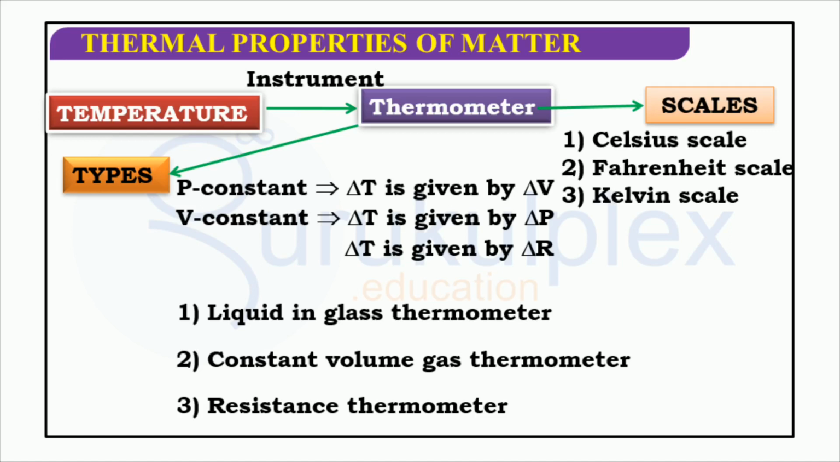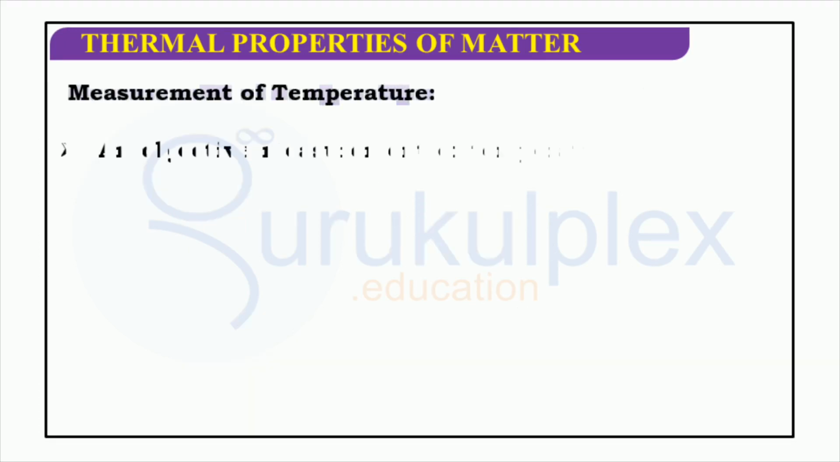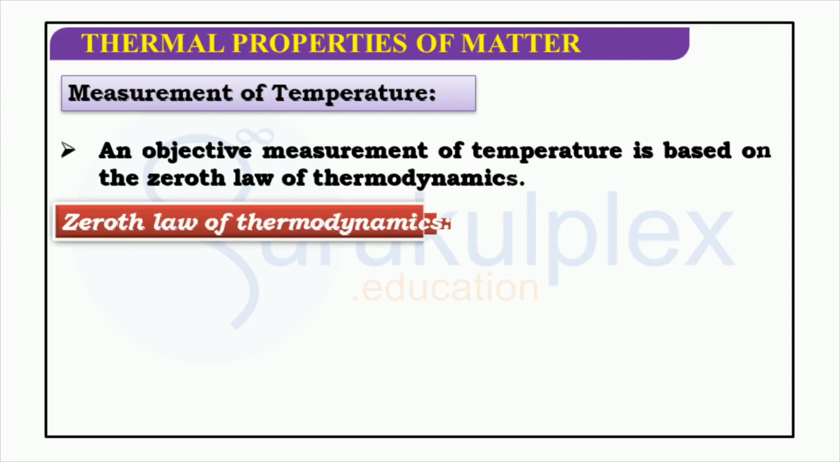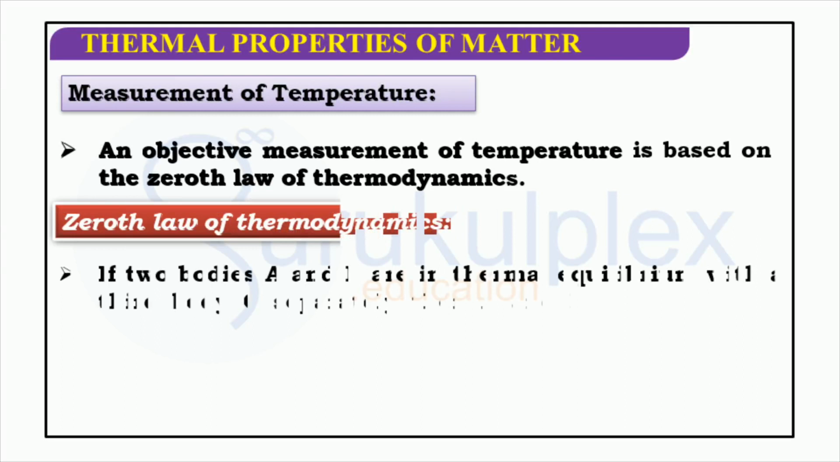When pressure is constant, the change in temperature is given by the change in volume. When volume is constant, the change in temperature is given by the change in pressure. Additionally, the change in temperature is also given by the change in resistance. Thermometers measure temperature by determining how hot or cold an object is in comparison to another object.